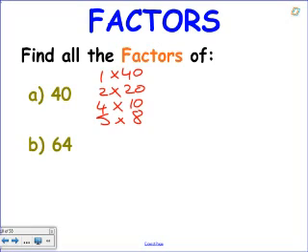Yeah. So if you do 6, it doesn't go into 40. You do 7, it doesn't go into 40. And stop. This is you back to 8. You're repeating again. Good. Let's have a look at 64 then.